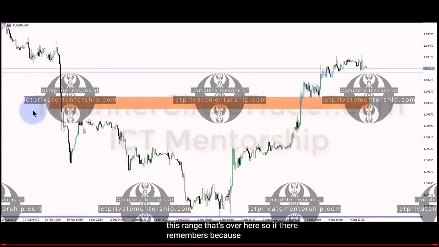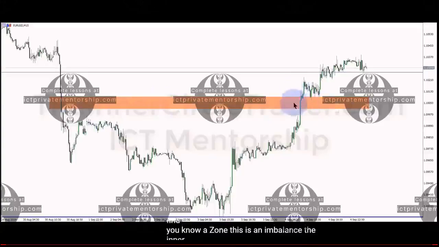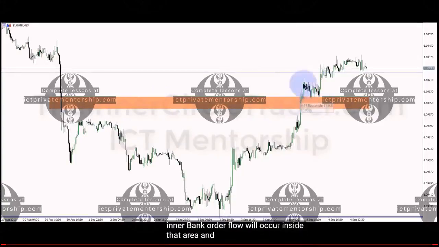So IPDA remembers, because of this imbalance, it understands that this area here it wants to return back to multiple times. So you don't see this as a demand zone in supply and demand. You wouldn't see this as an area to buy because it's just simply an imbalance. They're looking for areas where there's consolidation, rally, and then that creates an opportunity to go back inside that consolidation and find a zone. This is an imbalance.